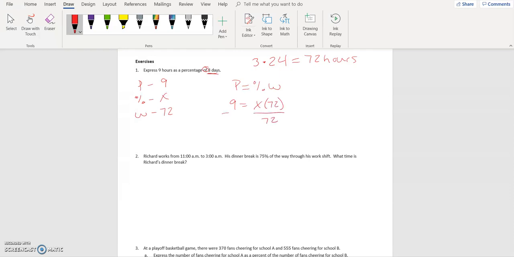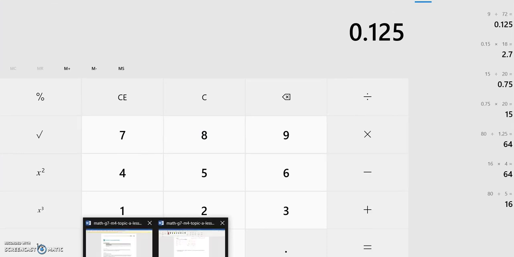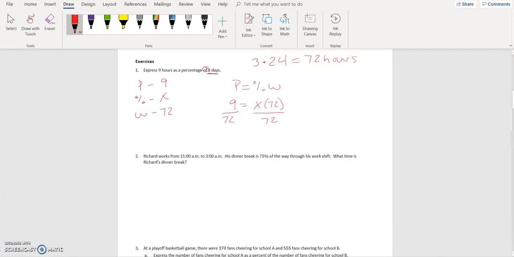Divide both sides by 72. So 9 divided by 72. 9 divided by 72 gives me 0.125, which is equal to X, and we were looking for a percent. So we have 12.5, or you could round up to 13, but it's more precise if we say 12.5%.